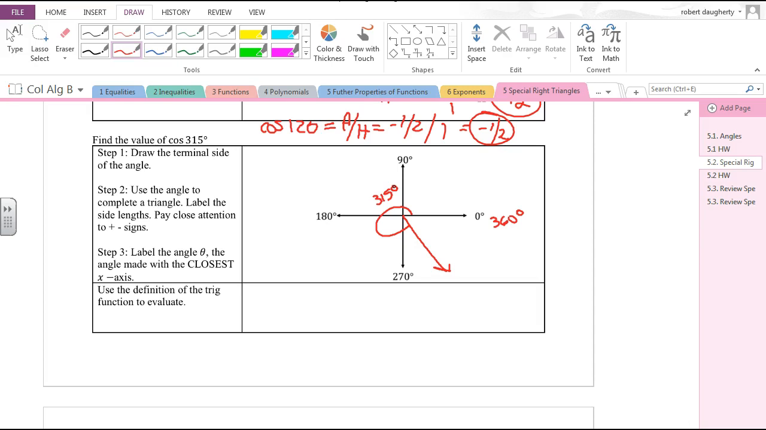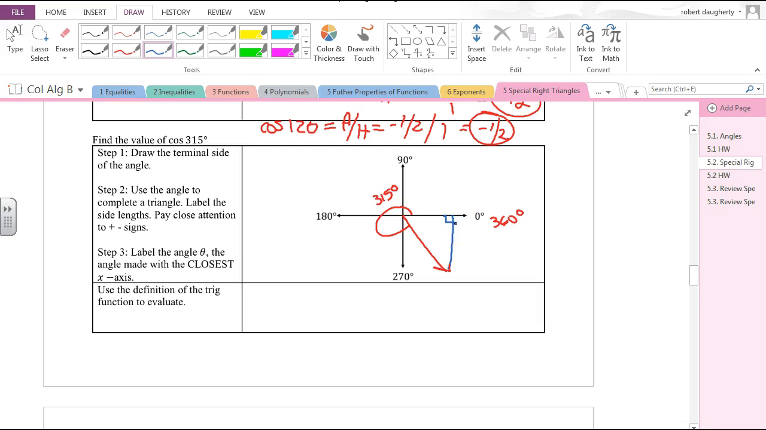Then I will construct a right triangle. I'm going to construct that right triangle by finding the nearest x-axis. Would it be correct to do this? No. Why is that wrong? That's the y-axis. You don't want to do that. You're going to get it wrong. So make sure you construct it with the nearest x-axis. So there's my right triangle.